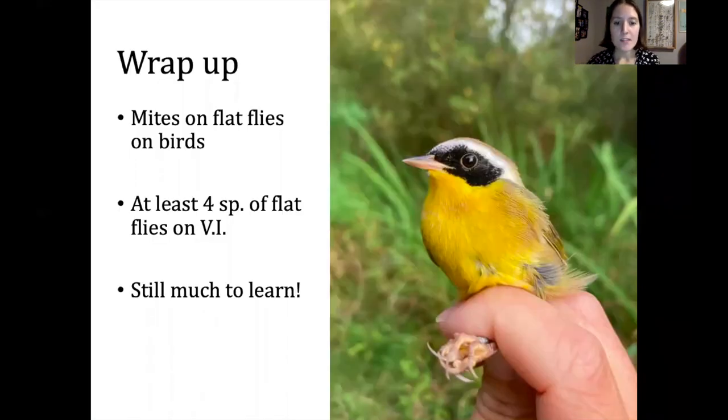So this brings us to the end of my talk. We've identified at least four species of flat flies that parasitize birds on Vancouver Island. So that's the first time anyone's ever looked at it. And we know that the mites occur at a similar prevalence to the study in Alberta. There's also very little known, not only about the flies and the mites, but also how all of these things interact.